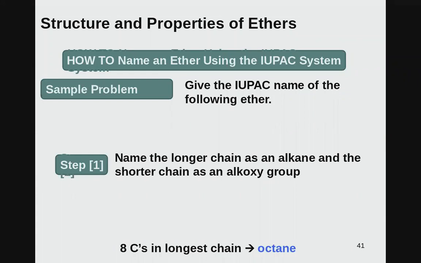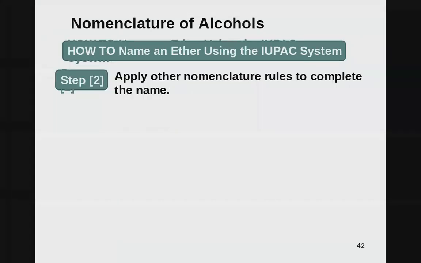Identify where the ROR is. Which side of that oxygen has the longest chain? You define which has the longest chain, thus giving it its standard alkane name, in this case, octane. If it was 2 carbons, it would be ethane, or 3 carbons would be propane, and so on and so forth. So that's the first step. Identify where the ROR is and define whichever chain on either side of it is the biggest. And that gets an alkane name. In this case, we have octane.